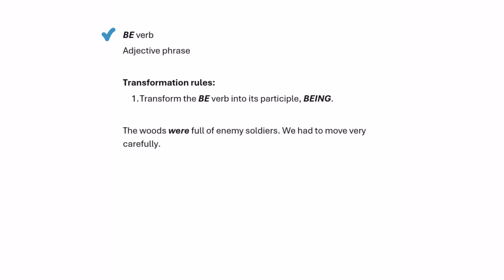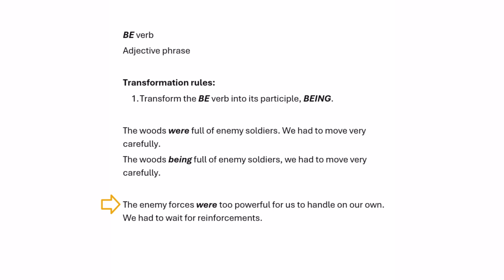These examples also have a be verb followed by an adjective or adjective phrase complement, but in these cases, the subject is not a possessive noun. The transformation rule is to simply transform the be verb into its participle, which is being. It doesn't matter what the tense is of the original verb. It just becomes being. The woods were full of enemy soldiers. We had to move very carefully. The woods being full of enemy soldiers, we had to move very carefully.